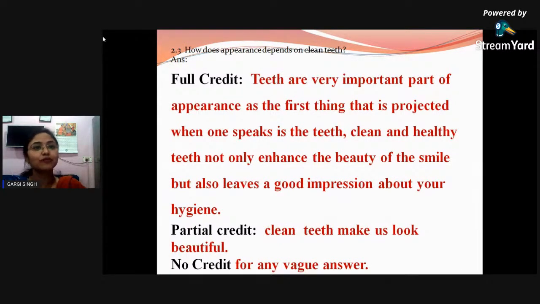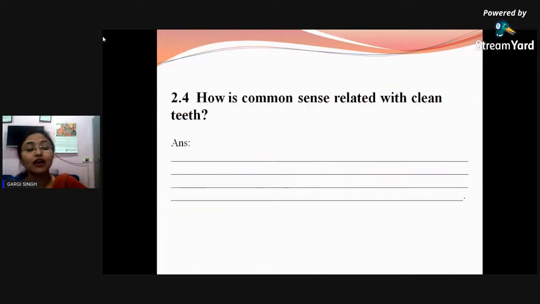Now let's move to question number 4 of task 2. Question number 4 is, how is common sense related with clean teeth? Now see, this question is again based on your broader understanding that uses your outside knowledge. For the students of 9th and 10th class, there is this question that comes in your English exam: justify the title of the text. This is somewhat similar to it. You have to justify the title, the heading that was there in the advertisement. Common sense demands clean teeth.